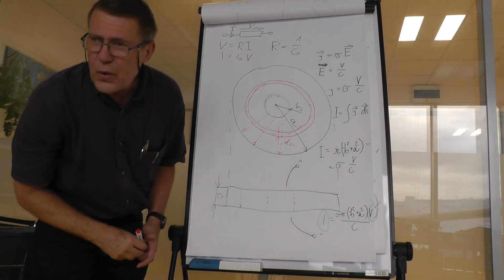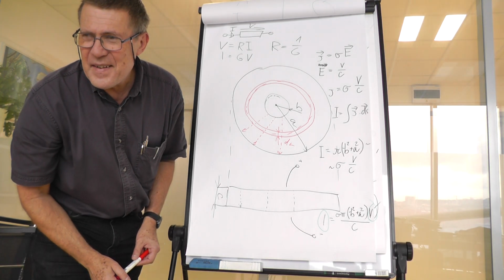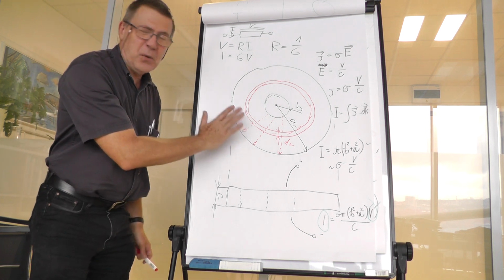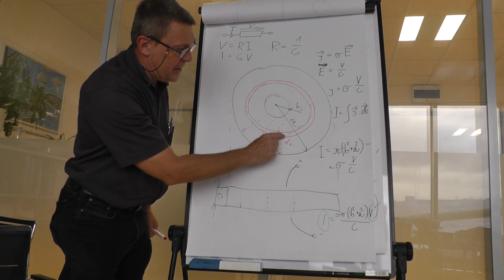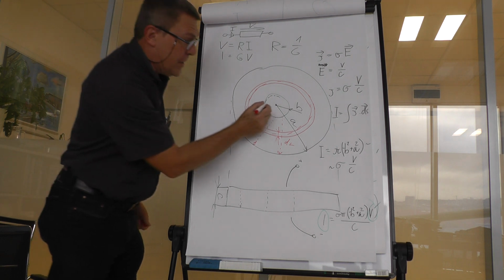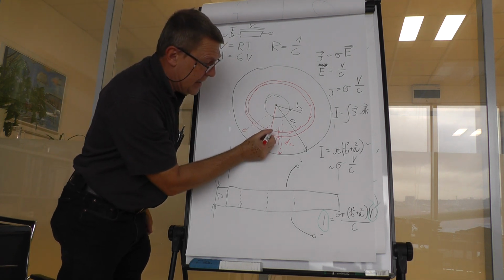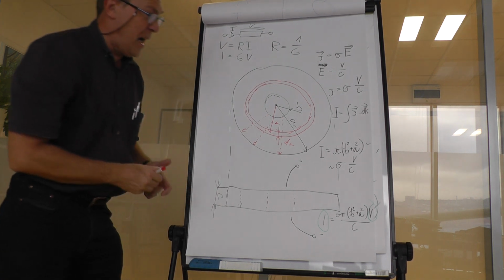Now please, could you read the red pencil? Yes. Well then, I prefer to have two colors at least. So we have the differential thickness of this thin layer, dr. Of course, the layer has some radius r.